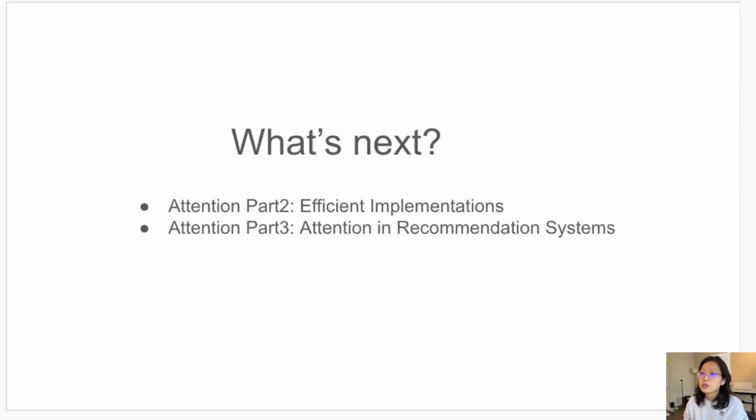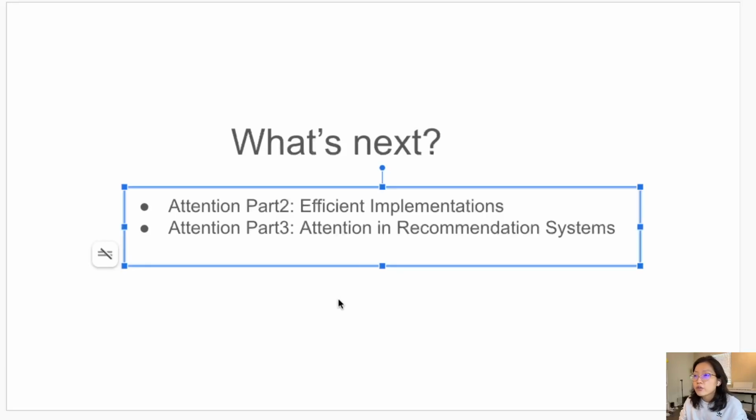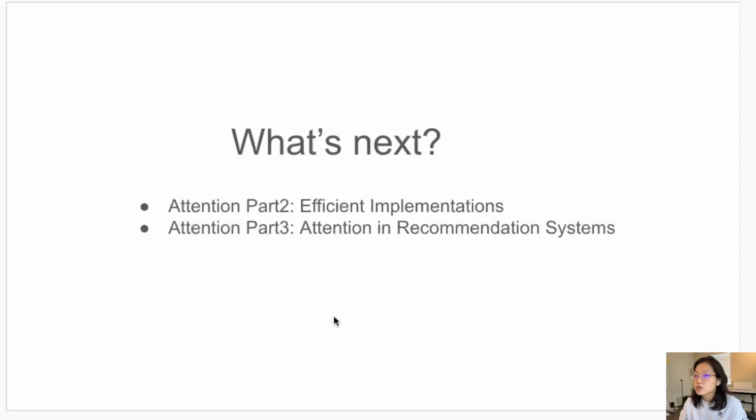So that's it for this session. We talked about the problem that attention solves. We talked about the intuition behind attention. And then we talked about 3 attention mechanisms, which are MHA, MQA, and GQA. So what's next? Next, we're going to talk about attention part 2, which is efficient implementations of attention. And for part 3, we'll talk about attention in recommendation systems.